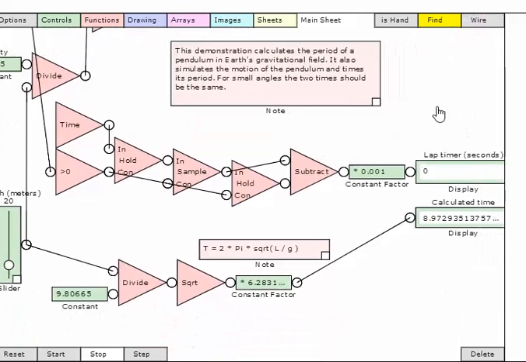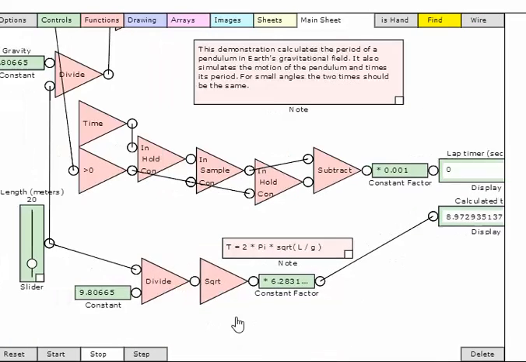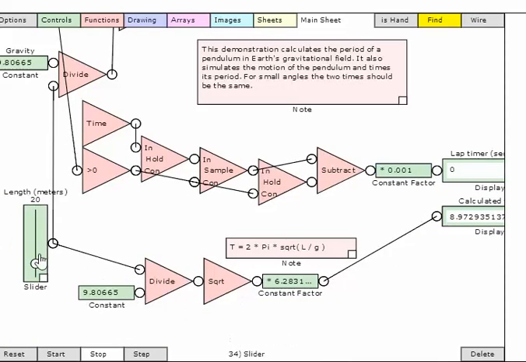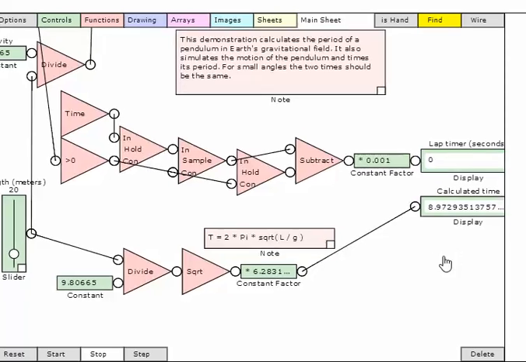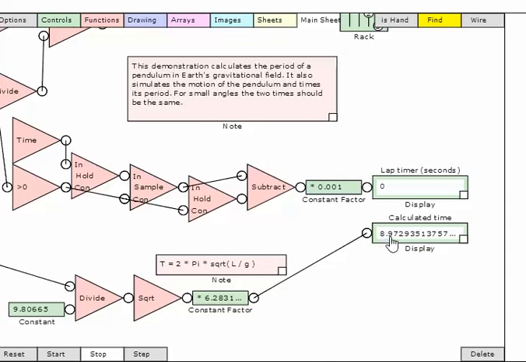Okay, so in addition to the elapsed time, I added this circuit down here. This is pretty simple. It takes the length of the pendulum and runs this equation, which is the period, the time period of a pendulum with gravity. So I'm using the Earth's gravity, and the equation tells us how long it takes for the pendulum to swing one full cycle. So right now at 20 meters, this should be 8.97 seconds. So let's run it, see what happens. So I'll reset and start.